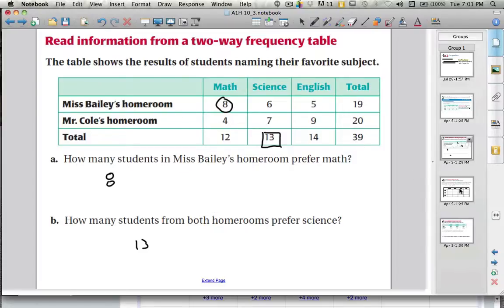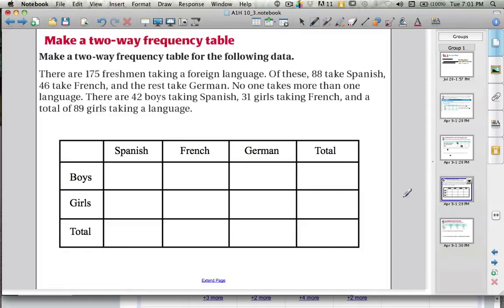So let's go through and build a two-way frequency table. There are 175 freshmen taking a foreign language. So the total number of freshmen would go down here under total, 175. Of these, 88 take Spanish. So now that's a total. 88 take Spanish, 46 take French, and the rest take German.